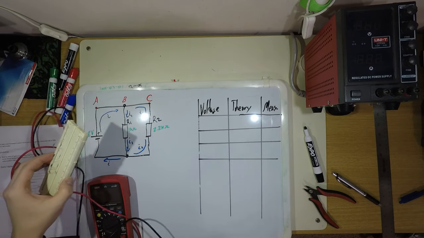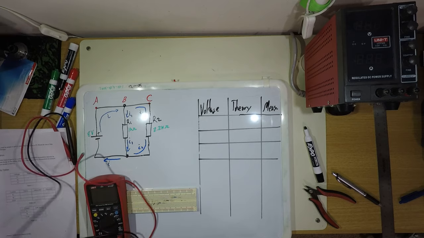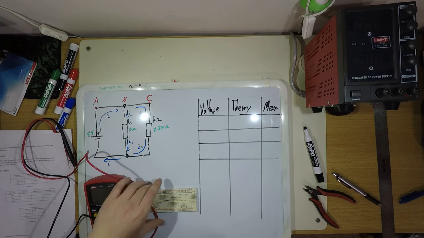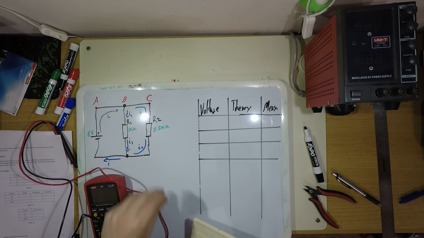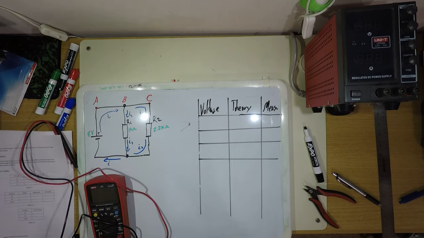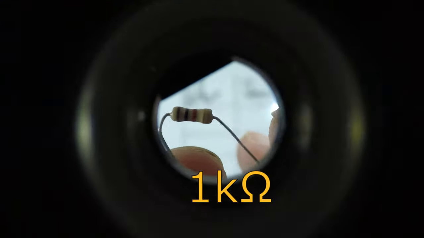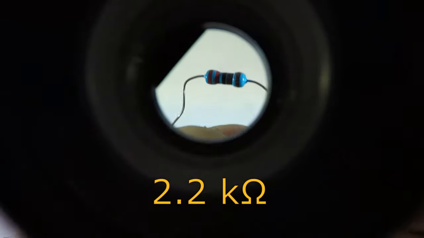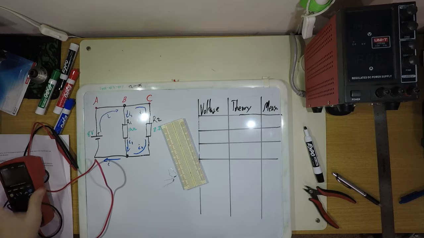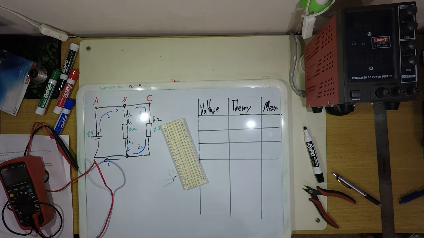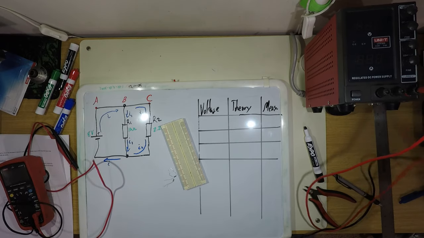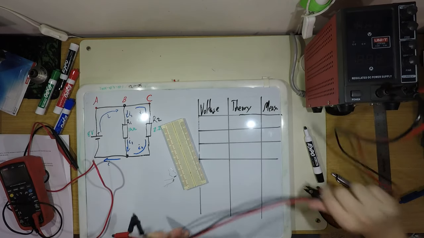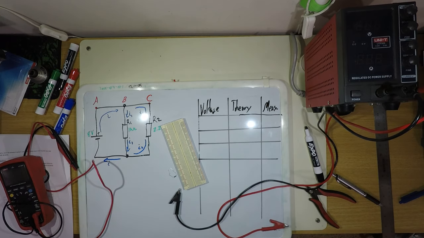What do I need? I need a 1K and a 2.2K. So, got a 1K and a 2.2K. Hopefully the light catches it. I need some leads. That is from a positive, that is from a negative, and we use our breadboard.